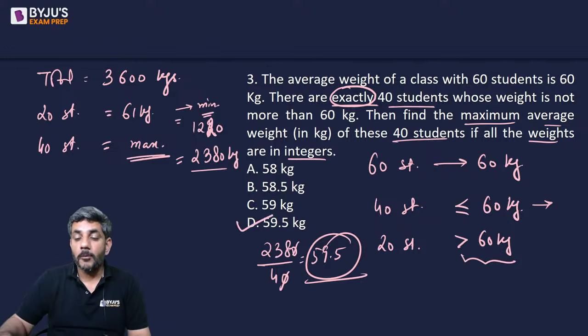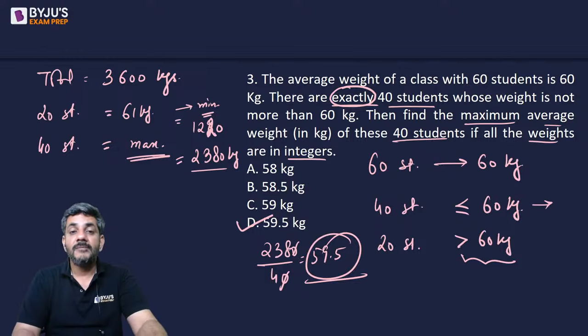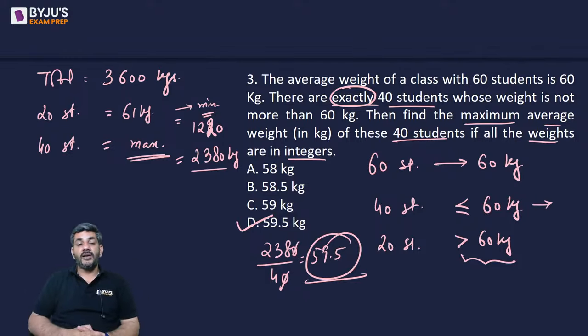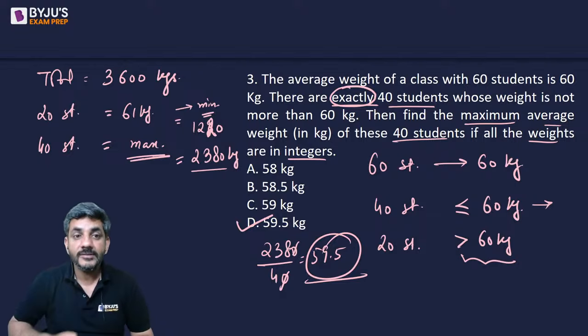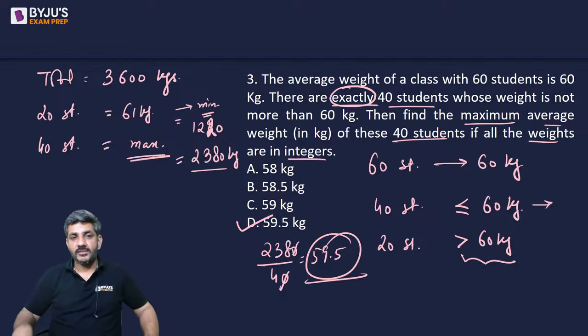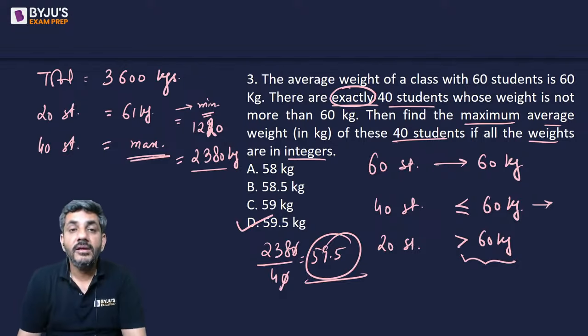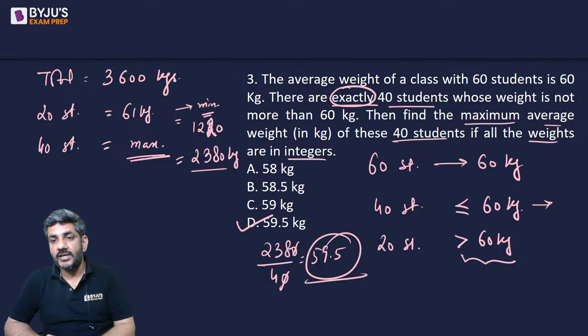So yes, option D is the right answer, that if all the weights are in integers, the average weight is given by 59.5 kgs. D option is the right answer for us. If all weights are in integers, the average weight is given by 59.5 kgs. I hope it is clear to everyone. So D was the right answer.